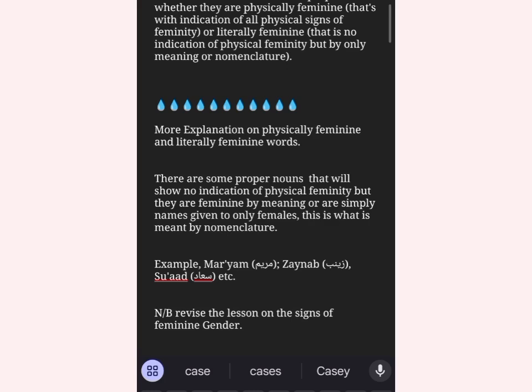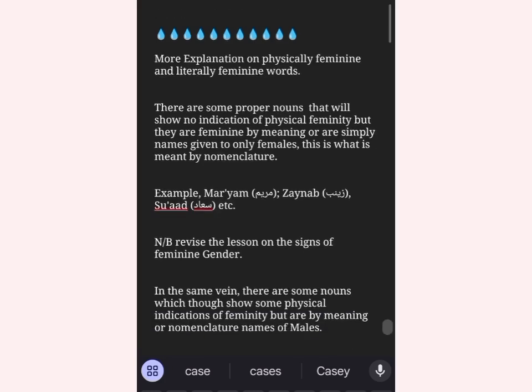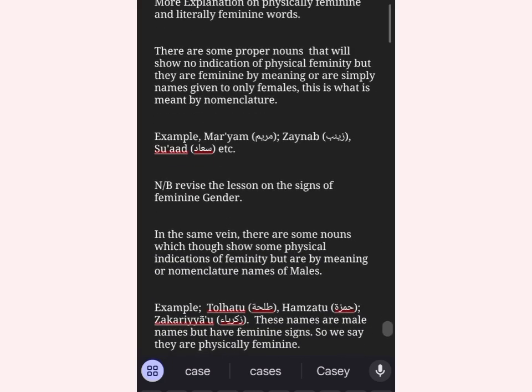But by the structure, it is the opposite. And the same thing applies to mudhakkar lafzi. Mudhakkar lafzi shows that this word is masculine by the pronunciation, by the structure, but it may not necessarily be a masculine word. It may be a feminine word. We'll look at that. So for example, look at Maryam, Zainab, Suad.